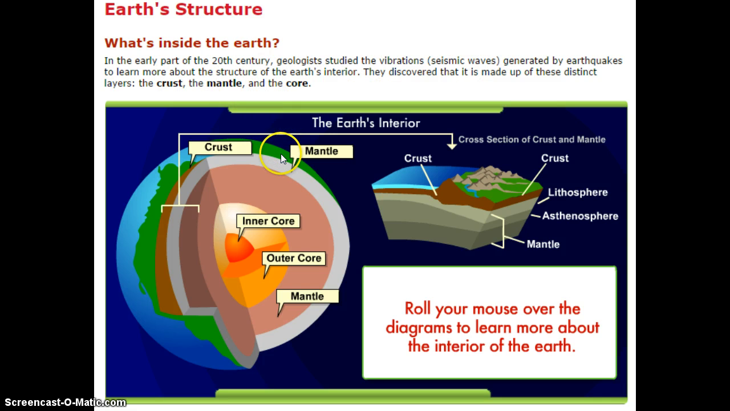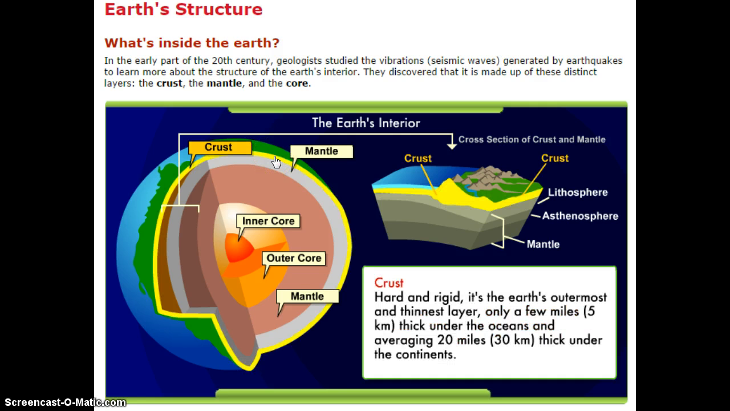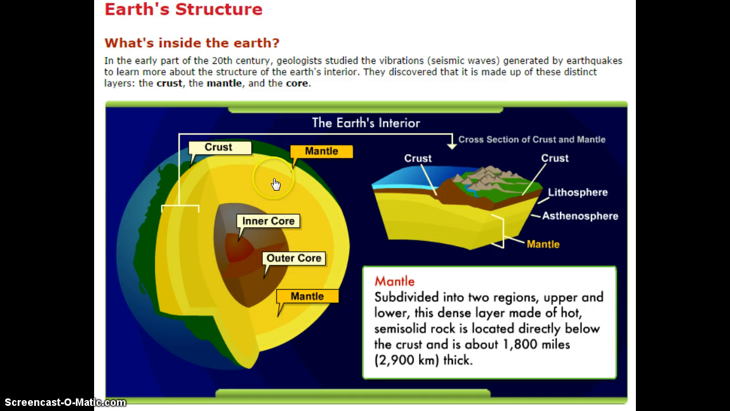If you look here, the crust itself is this hard, rigid, outermost, thinnest layer, and it's only about 5 kilometers thick under the ocean, which is actually quite thin. But it's more like 20 miles, or 30 kilometers, thick underneath the continents. As I begin moving toward the Earth's interior, we find the mantle. The mantle is divided into two regions, an upper and a lower mantle. This is a semi-solid rock located beneath the crust, and it's about 1,800 miles, or 2,900 kilometers, thick.